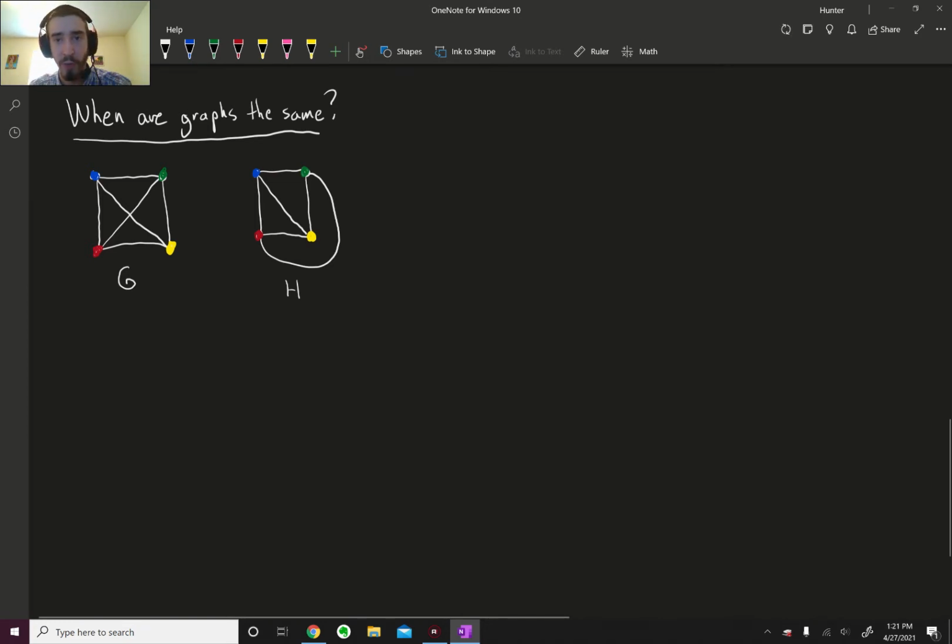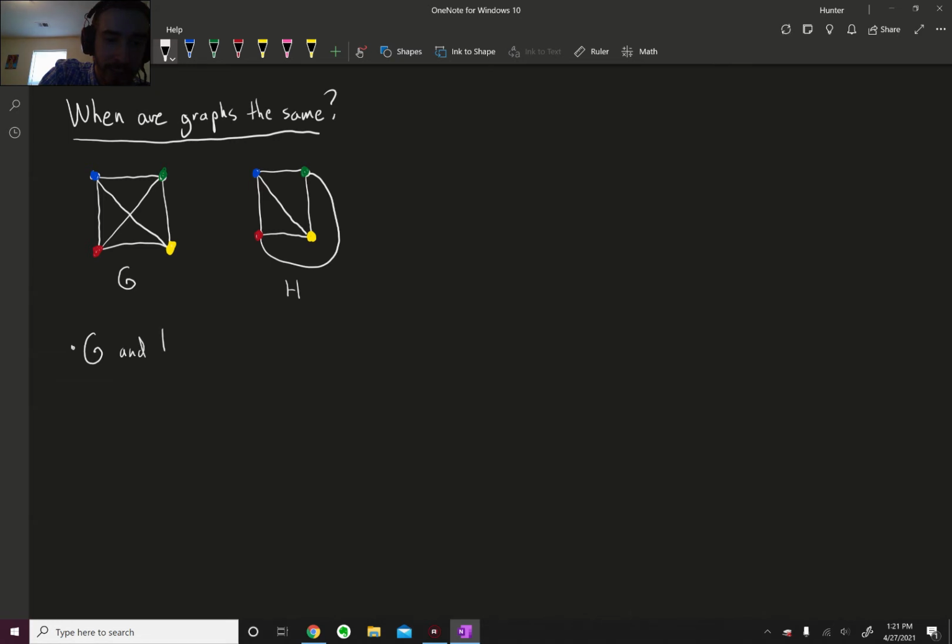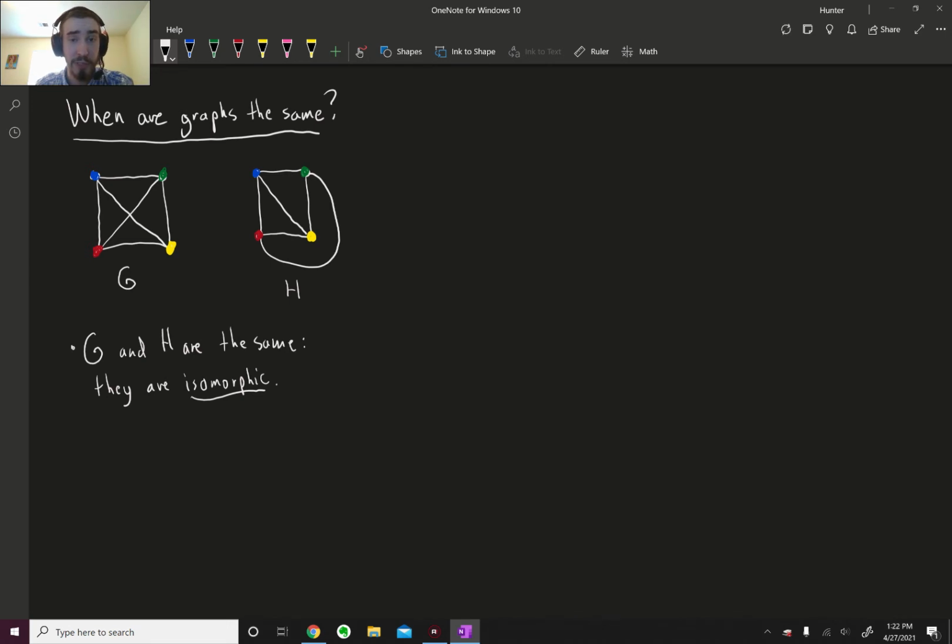The picture we've drawn looks different, but the information about how the vertices are related to each other is the same. And so we're going to say that these two graphs, G and H, are the same. And the word that we use for that is isomorphic. And the way that we establish that they're isomorphic is exactly what I did here with our coloring.